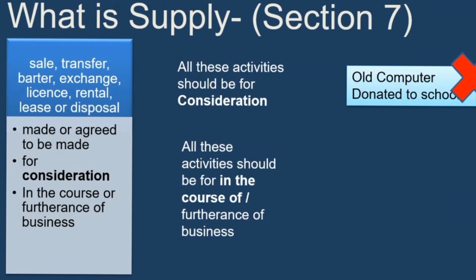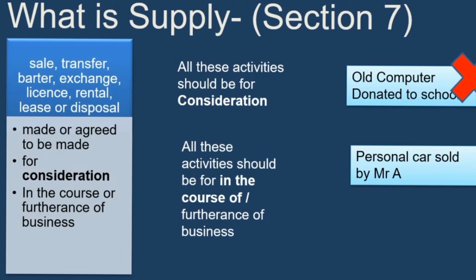For example, a personal car sold by Mr. A. A has his personal car and he sold that car. This is not in the course of his business. It is his personal asset, not a business asset. So this sale will not be treated as a supply for the purpose of GST. There is no need for Mr. A to pay tax under GST for this.